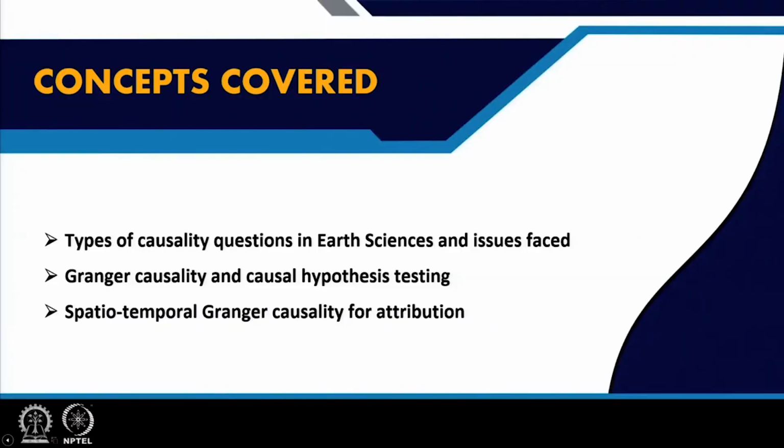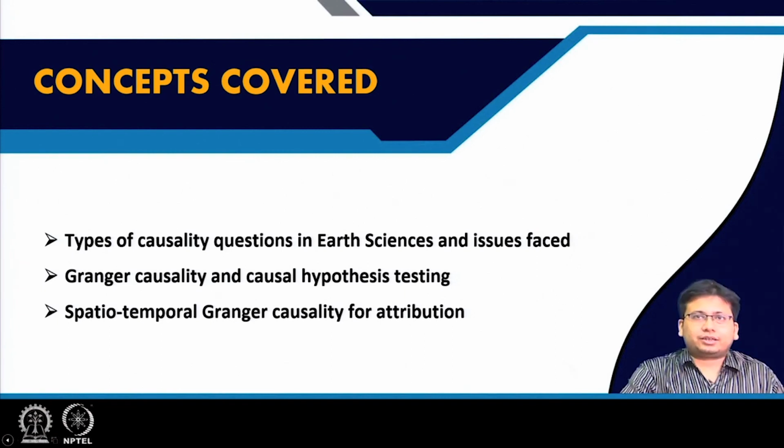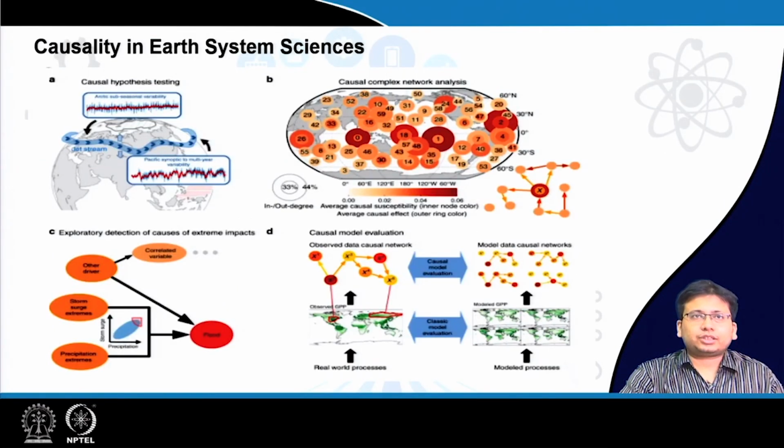The topic of causality we have discussed briefly in module 1. In this lecture we are going to see some concrete use cases. The concepts we are going to cover in this lecture are, first of all, we will recapitulate the different causality questions in earth sciences and the issues we face while solving them. Secondly, we will see some applications of Granger causality and causal hypothesis testing, and then we will also see spatiotemporal Granger causality for attribution.